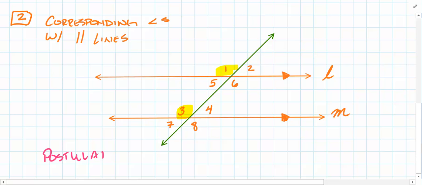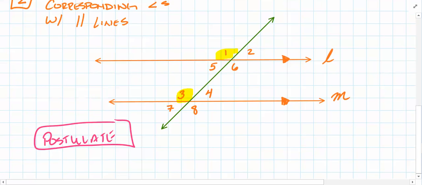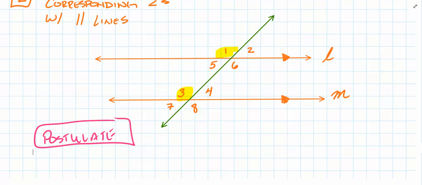Now, a postulate can be used in what? Proofs. Very good. You guys are doing great. Postulates can be used in proofs. So, the postulate says that, and there's no name for it, it's just a postulate.